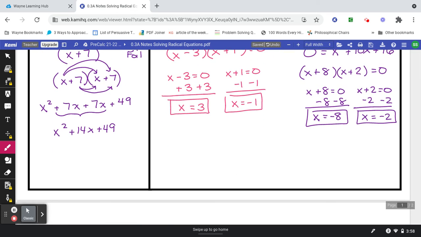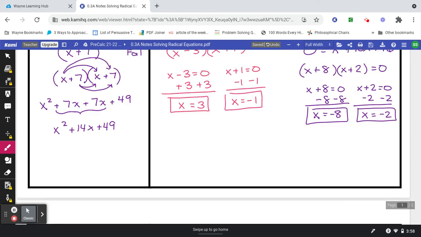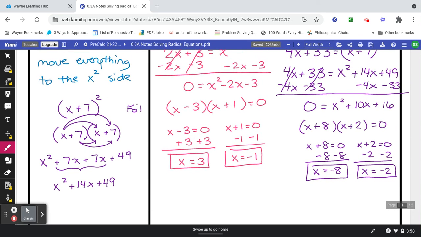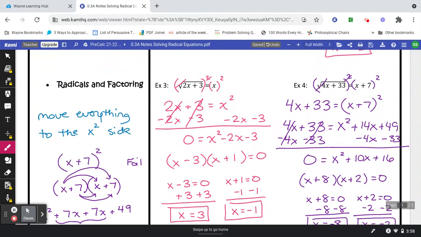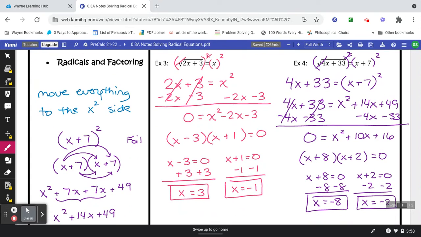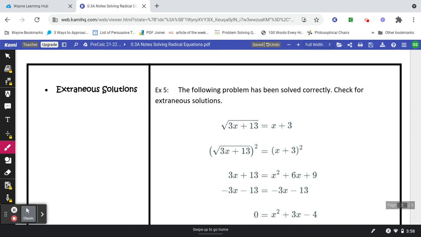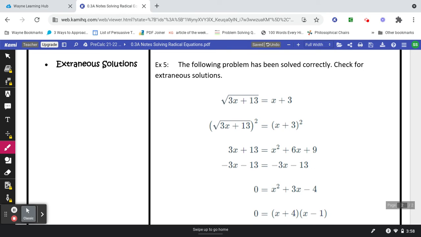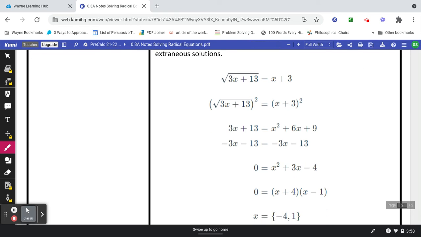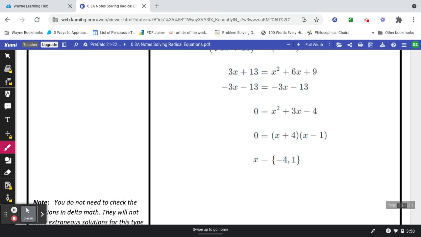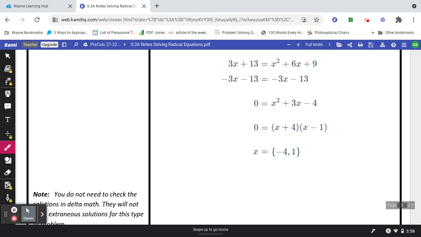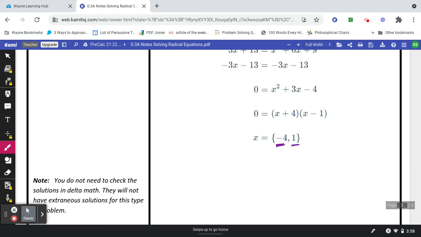On the back side, we're going to talk about extraneous solutions. So technically, mathematically, we should be checking every single one of these answers that we get, plugging it back in, and making sure it gives us a correct answer. However, that is a lot of work. So what we're going to do instead, one is going to be done for you. Here, example number 5, it's correctly done. And we're just going to check them. So we have two answers, x equals -4 and x equals +1. And we're just going to check both of these.